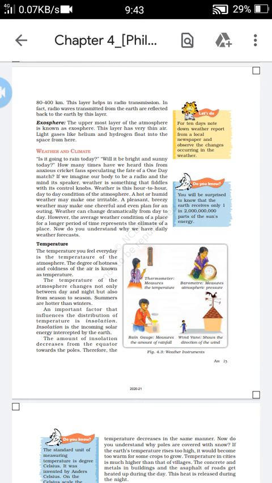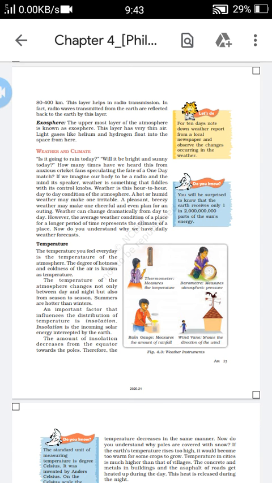The earth's temperature rises very high sometimes, but in a few hours it cools down by itself because of the radiation. So this is one of the ways which makes the temperature decrease, and it makes the temperature pass in different directions.